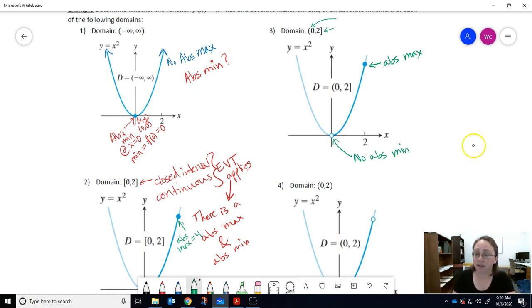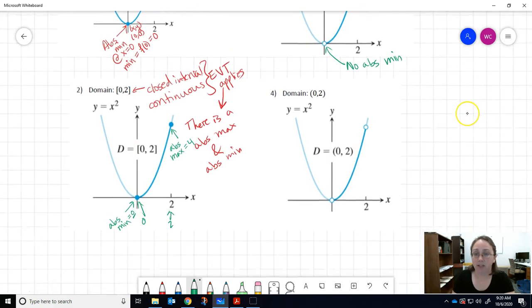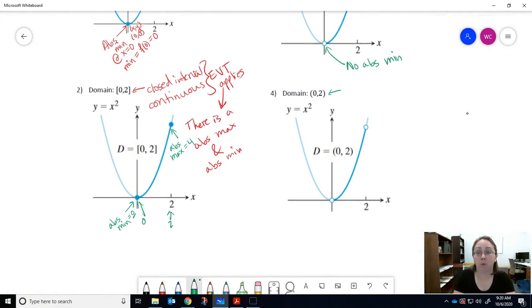So that's a little bit to help you with that. Down here we have, now both sides are open. This is a completely open interval. So again, the extreme value theorem does not apply. And the reason is you can always get closer to what used to be our minimum value, and you can always get closer to what used to be our maximum value. How close can you get to 4? Really close. You can always get closer.